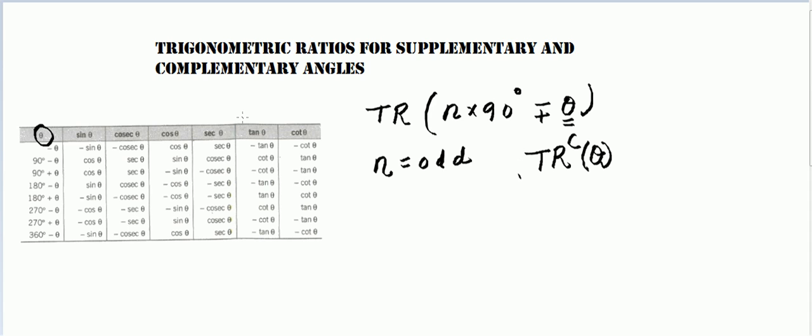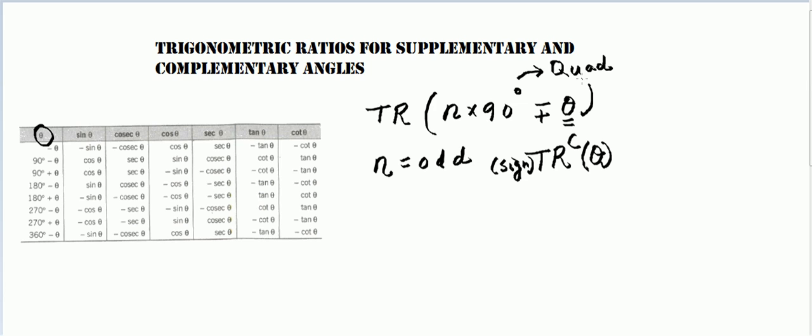Now as you can see, there are some positive signs somewhere, some negative signs somewhere else. So what will happen is that we need to figure out in which quadrant this particular angle belongs, and accordingly we will assign a sign here, SIGN. Now what will be this sign depends upon the quadrant, as we have already discussed in our previous video about the sign scheme.